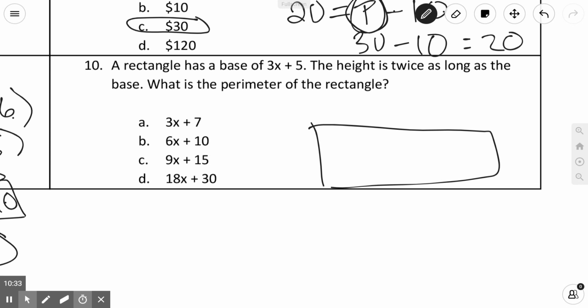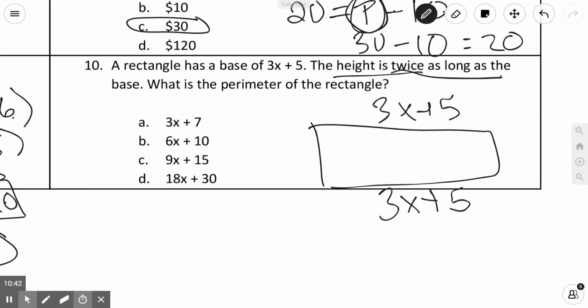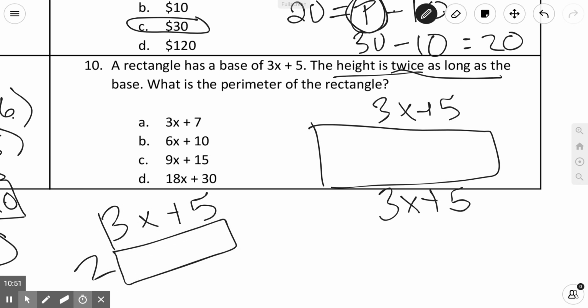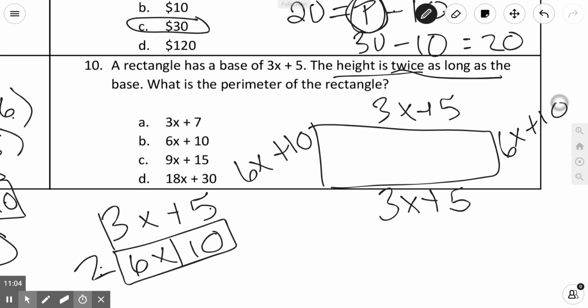So I have a base of 3x plus 5. 3x plus 5. Now, it says that height is twice as long as the base. So I really drew this wrong. But if I do 3x plus 5, and I do that times 2, because it's 2 times as long, this gives me 2 times 3 gives me 6x, and 2 times 5 gives me 10. So that's 6x plus 10. And over here is also 6x plus 10.